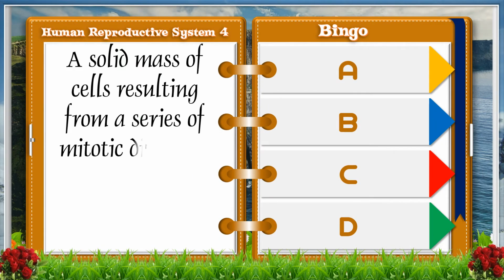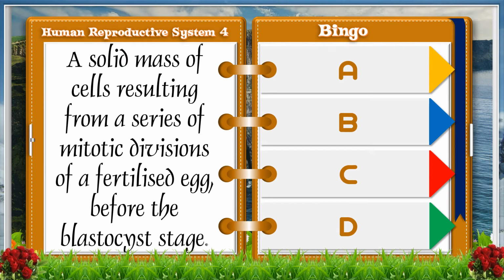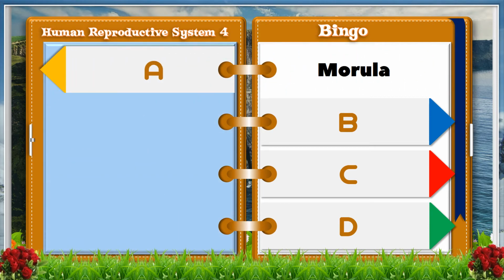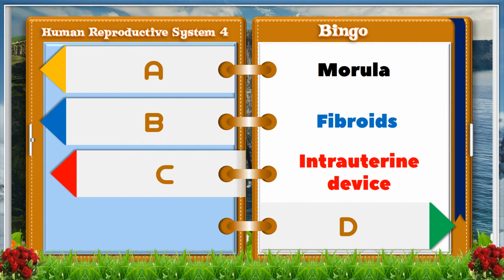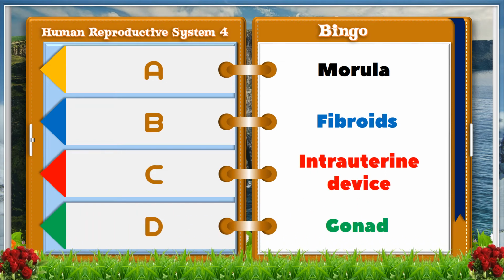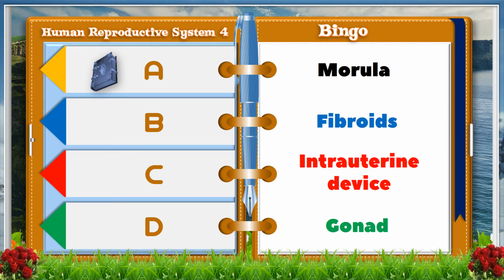A solid mass of cells resulting from a series of mitotic divisions of a fertilized egg before the blastocyst stage. A. Morula. B. Fibroids. C. Intrauterine device. D. Gonad. And the answer is A. Morula.